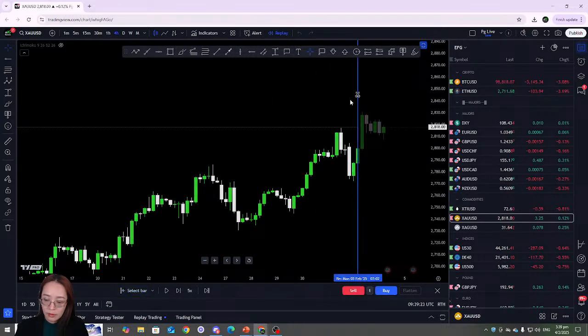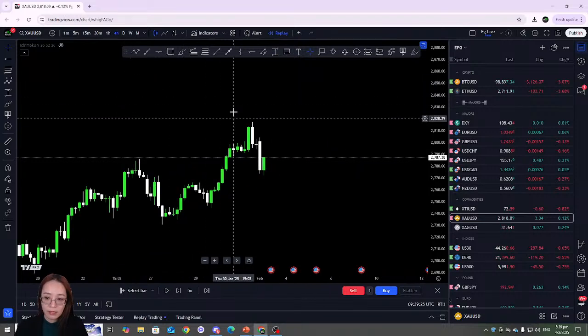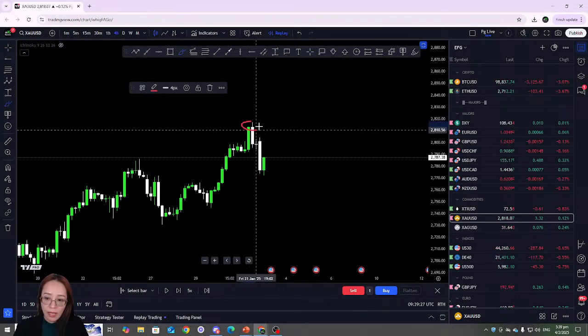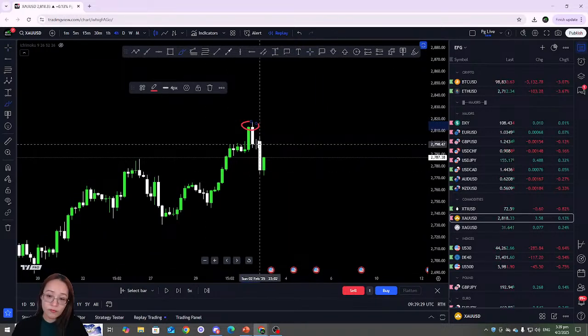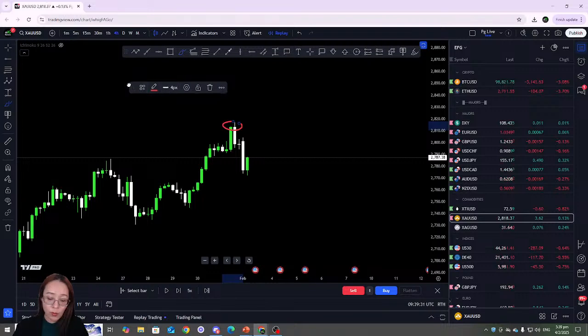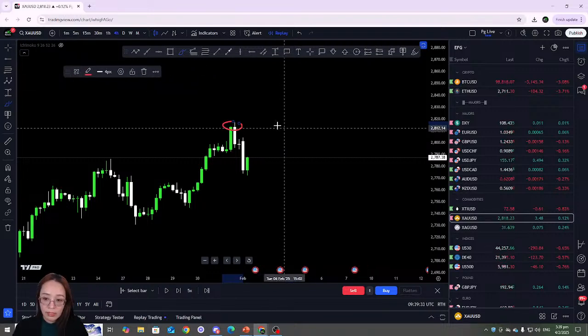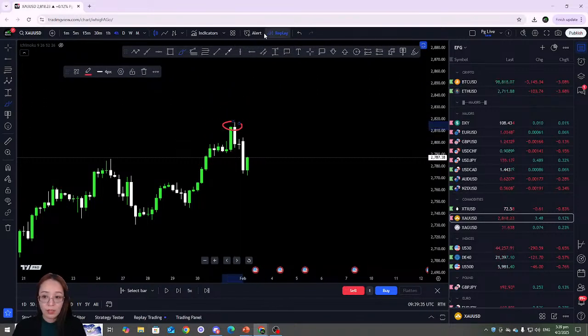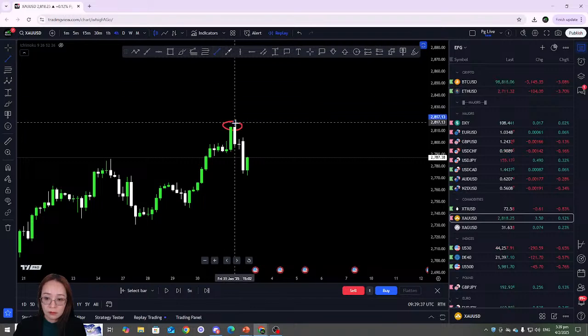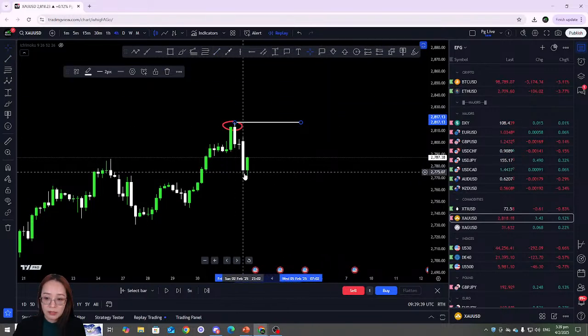For example, here, this is the four-hour time frame. This is our high, right? So when we want to use the Fibonacci extension, we want to see where the price is going to stop. If price breaks above the high, this is our high, and this is our low.